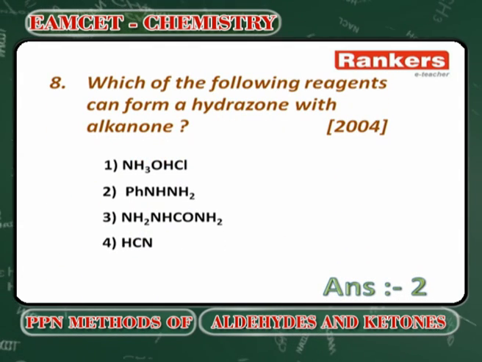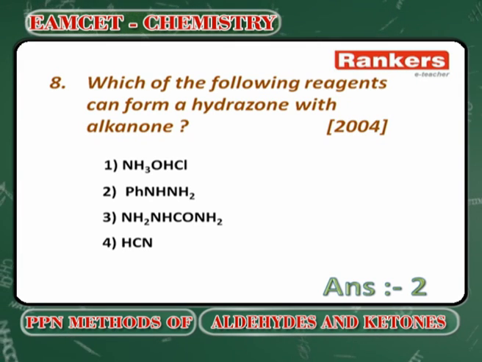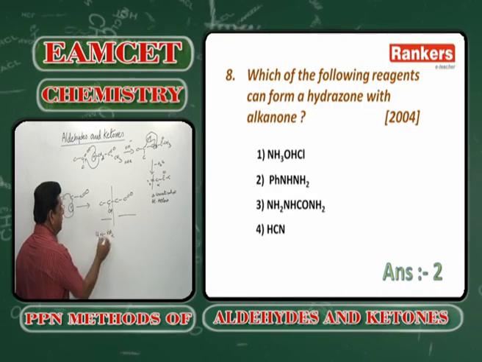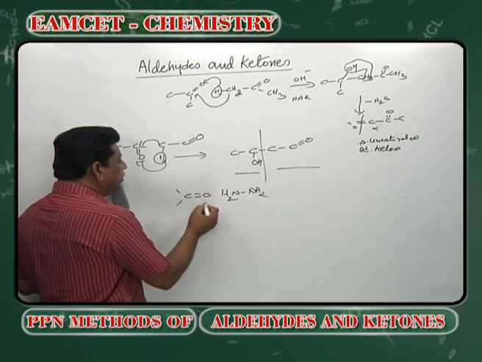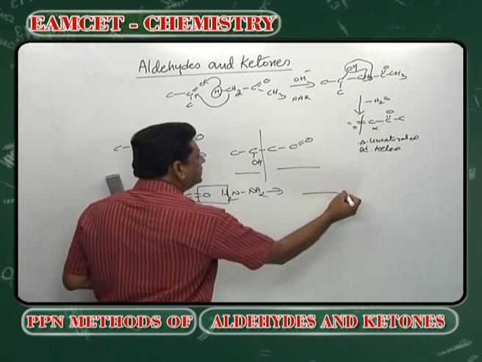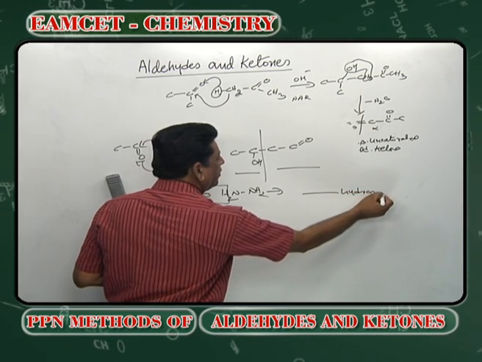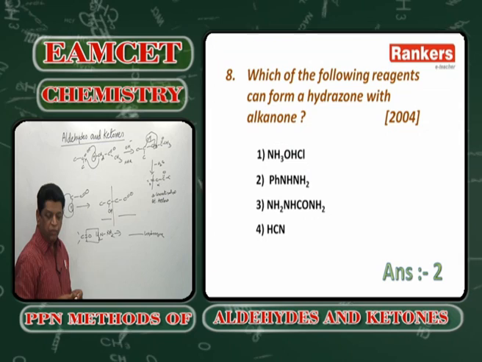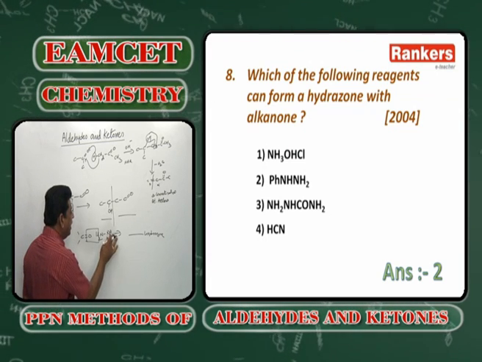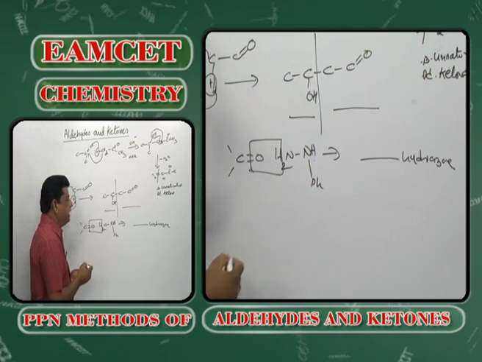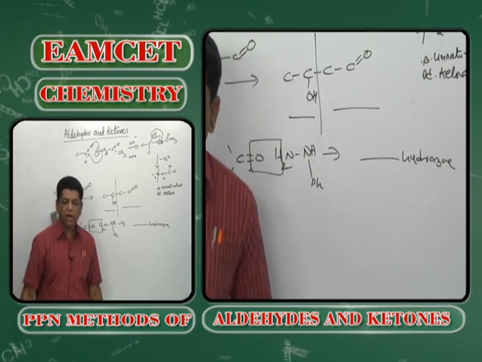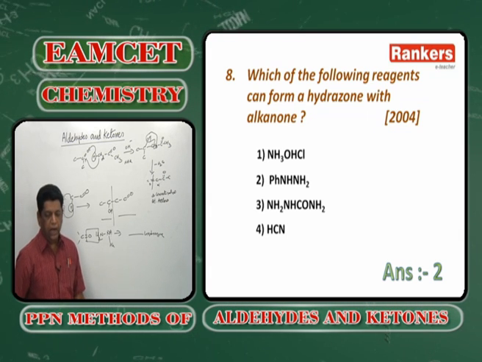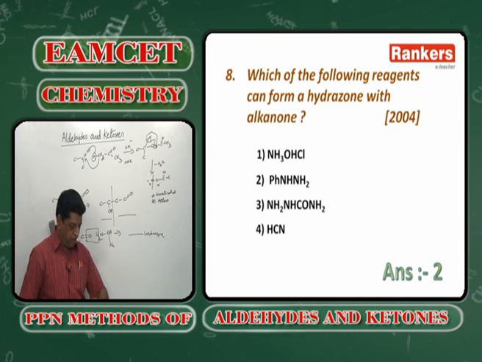Next. Which of the following reagents can form a hydrazone with an alkanone, that is a ketone? Hydrazone means a hydrazine should be the reagent, isn't it? This hydrazine reacts with a ketone and eliminates water, and the product is known as a hydrazone. So you have to identify which contains that. It is not an ordinary hydrazine, but phenyl hydrazine. Phenyl hydrazine on reaction with a carbonyl compound like an aldehyde or ketone will form the corresponding hydrazones.